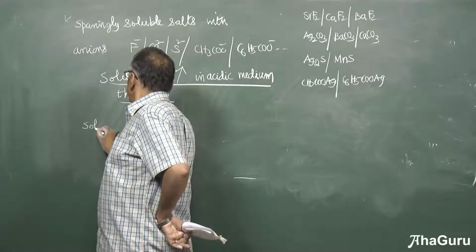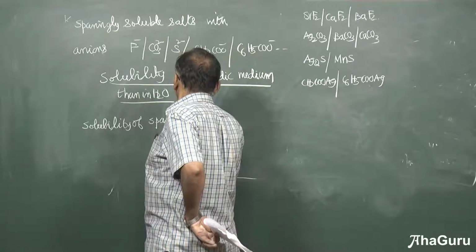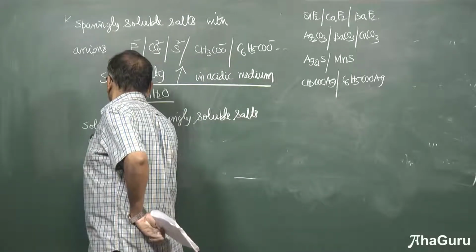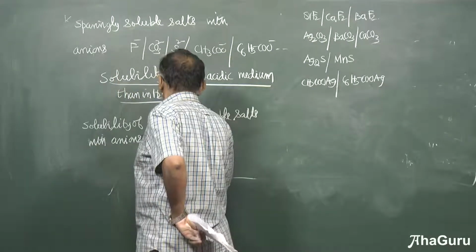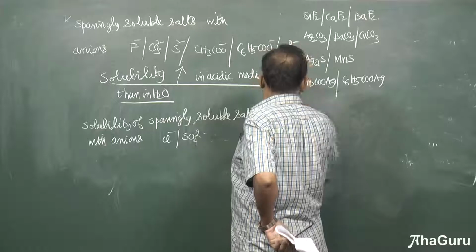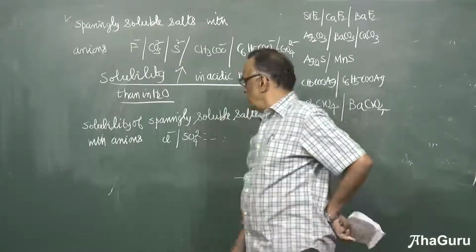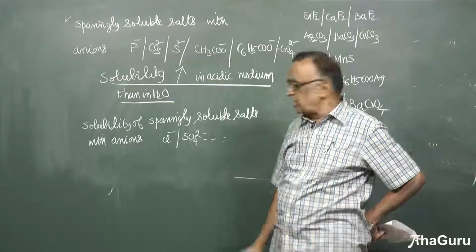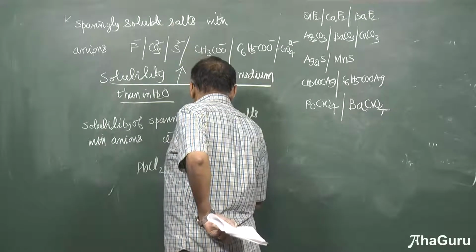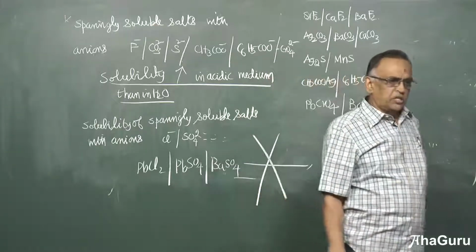The solubility of sparingly soluble salts with anions like chloride, sulfate. You can include here chromate also, CrO4 2-, like lead chromate, barium chromate. Example, lead chloride, lead sulfate, barium sulfate. The solubility is not affected by the presence of acidic solution. The solubility is not affected by adding H+.